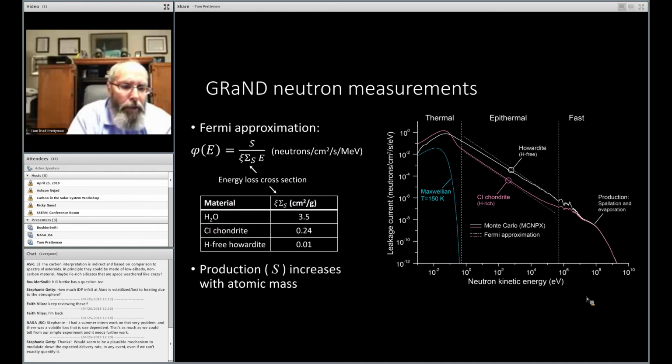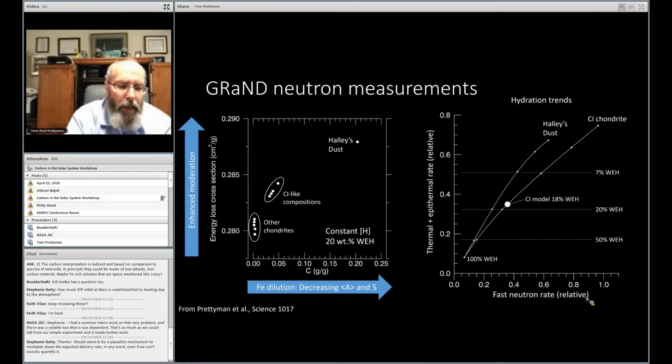And basically, we find that the flux of neutrons slowing down is a balance between production, S, and the energy loss cross-section. Energy loss is high for moderating materials, light elements like hydrogen, to some degree carbon, but overall, what we see in the spectrum is a balance between production and moderation. We use fairly complicated simulations to sort out for analog materials what the fluxes that we measure look like. And on the left, all I'm showing is that if you add carbon, which is a fairly light element, for analog materials for Ceres, the energy loss cross-section actually increases.